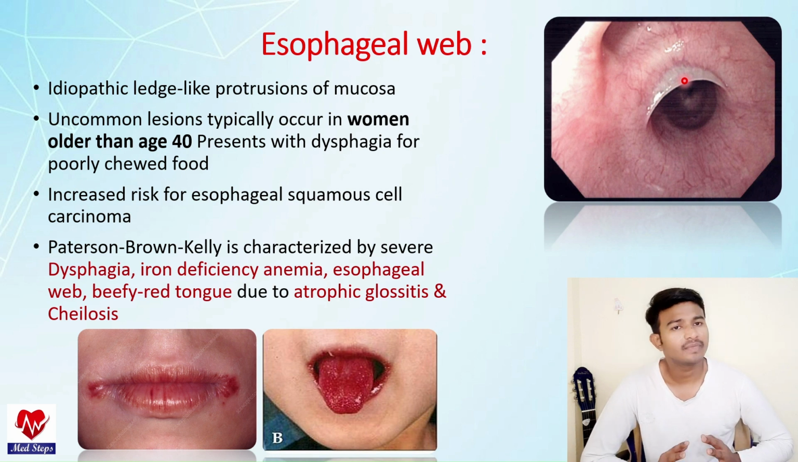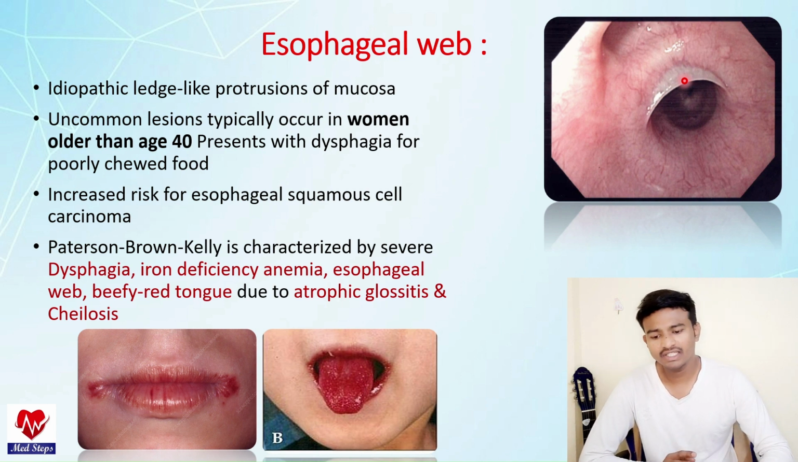Paterson-Brown-Kelly syndrome, also known as Plummer-Vinson syndrome. In this syndrome, you will get dysphagia, iron deficiency anemia, esophageal web, beefy red tongue because of iron deficiency, and atrophic glossitis. Glossitis means inflammation of the tongue. Then cheilosis. If you see this picture, this is cheilosis, because around the lips some fissures form and there will be a painful sensation. This is the beefy red tongue, right?